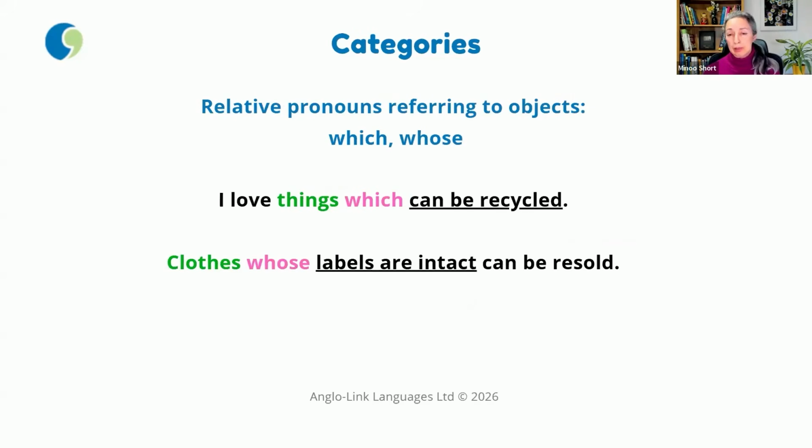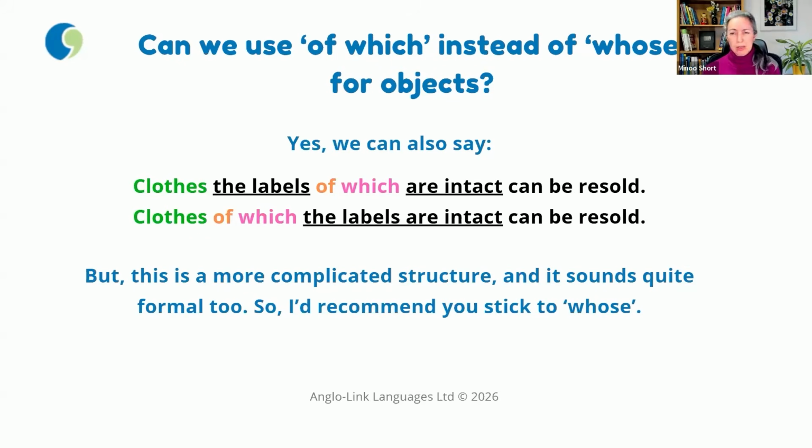The next one is relative pronouns that refer to objects, and there are two of these, which and whose. For example, I love things which can be recycled, and clothes whose labels are intact can be resold. Now, because whose is usually used for people, I always get the question, can we use of which instead of whose for objects? Well, yes, we can also say clothes, the labels of which are intact, can be resold, or clothes of which the labels are intact can be resold.